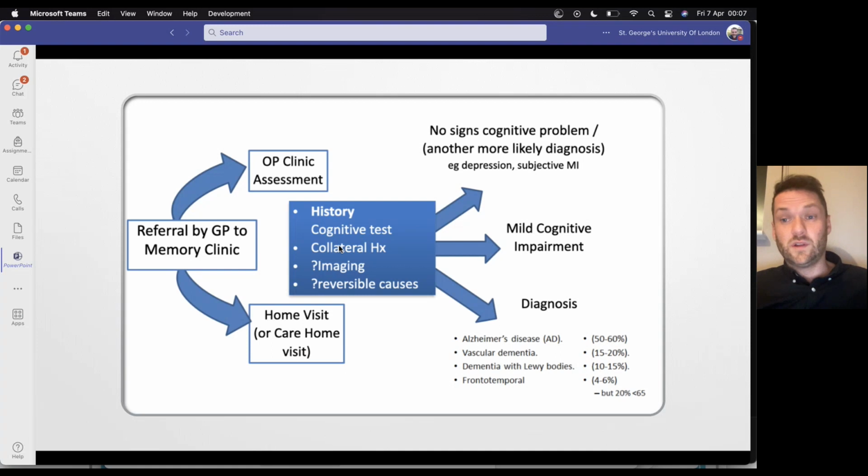Getting a history from someone else who knows this person, because if they have anosognosia, not knowing that there's a problem, then their history is not going to be very reliable. And then we can query looking at imaging and just check for any other reversible causes. And then that can either lead to no signs of a cognitive problem, mild cognitive impairment, or a diagnosis of one of these dementias. So that's sort of your diagnostic pathway.